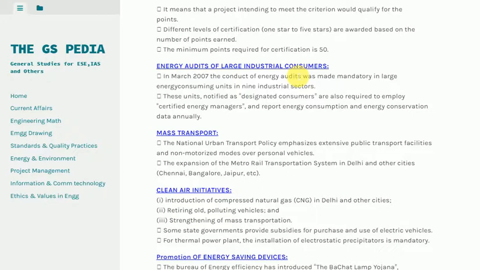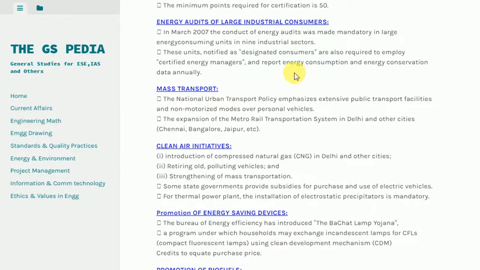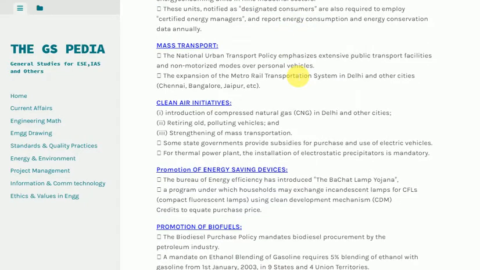Promotion of energy-saving devices. The Bureau of Energy Efficiency has introduced the Bachat Lamp Yojana, a program under which households may exchange incandescent lamps for CFLs, compact fluorescent lamps, using Clean Development Mechanism (CDM) credits to equate the purchase price.